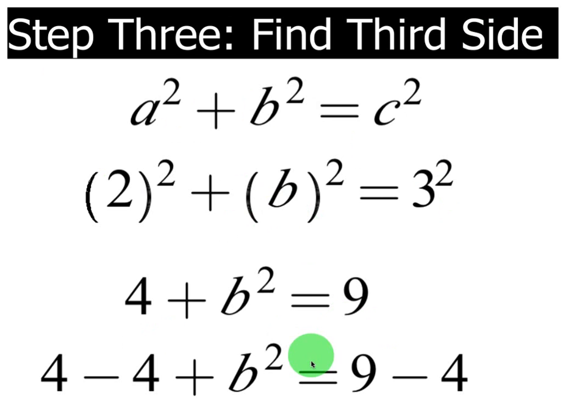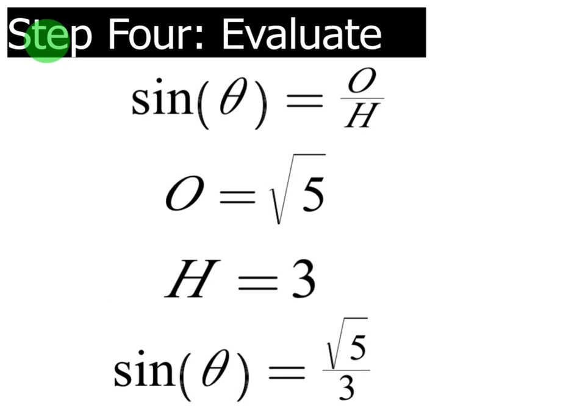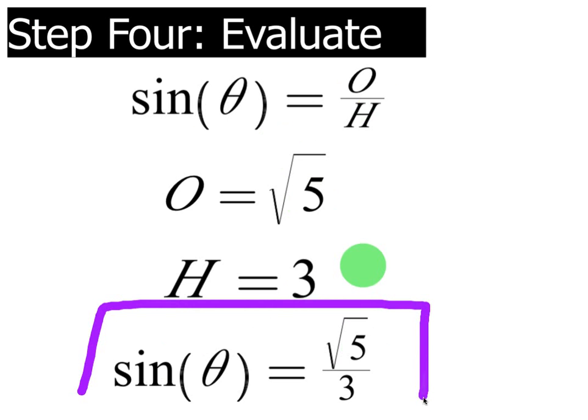I'm not going to spend too much time talking about all of this math. You understand it at this point. You're going to end up with b equals the square root of 5. And now that we know the opposite side is square root of 5, we can easily go back to sine and say, okay, the opposite side is square root of 5, the hypotenuse is 3, so therefore sine of theta is equal to the square root of 5 over 3, and that is our answer.